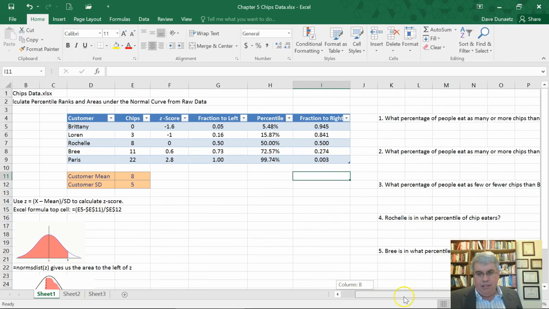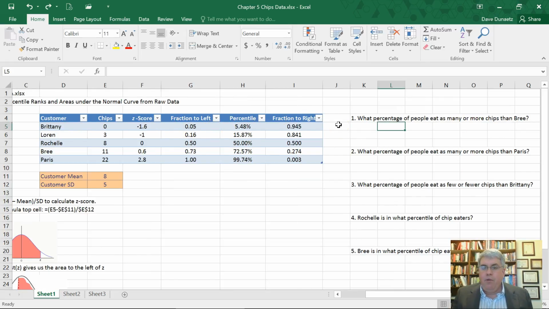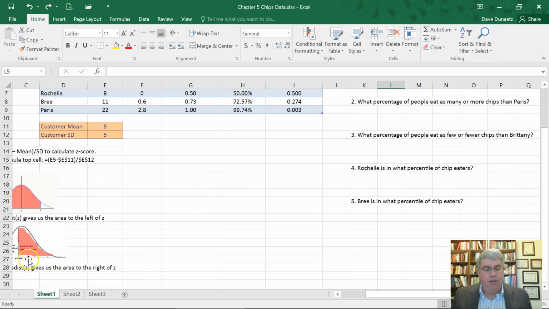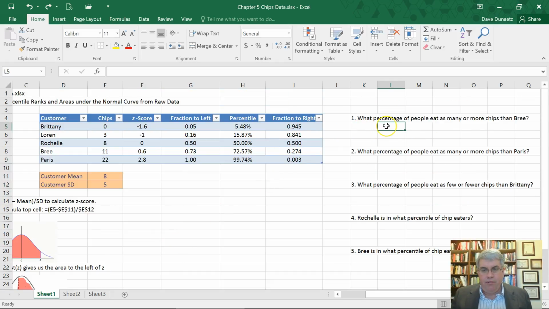So now we can start answering some questions based on this data here. The first question is, what percentage of people eat as many or more chips than Brie? That is a question where we want to look at who is to the right of Brie. So that equals the fraction of people to the right of Brie. People that eat more would be to the right of Brie. People that would eat less would be to the left of Brie.